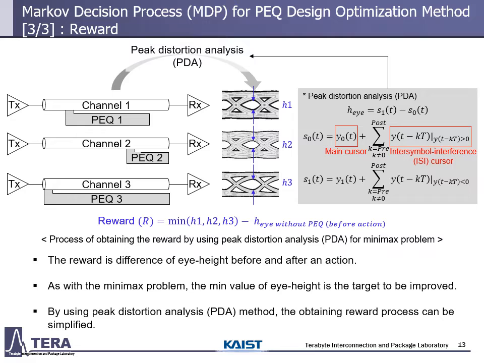This is our reward model for training the policy network. The reward is the difference of eye height before and after an action. And the mean value of eye height is targeted to increase because every eye diagram of the channels is important in a data transmission system. Each eye height of a channel is estimated by the peak distortion analysis method for simplification in order to reduce the iteration time. The peak distortion analysis method is a high-speed estimation method using single bit response, as described in the mathematical expression at the top right side.